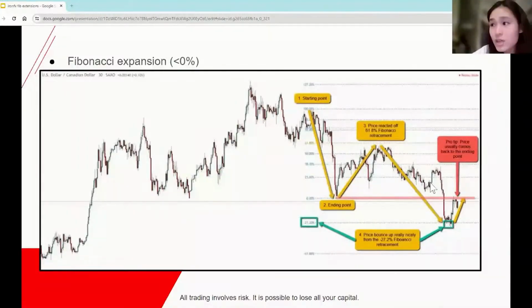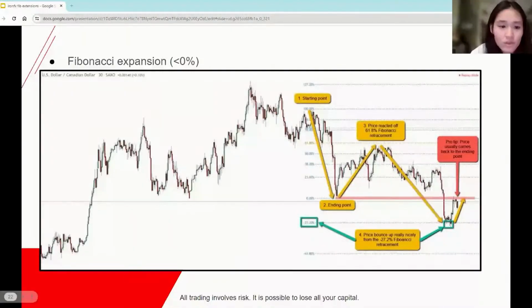Okay, so you can see here, once price broke below our ending point at point 2, we have confirmation that it's going to hit towards our minus 27.2, which it did, and it bounced up nicely from the minus 27.2% Fib retracement and hits back up to the ending point, which it normally does after bouncing off either the minus 27.2 or the minus 61.8.